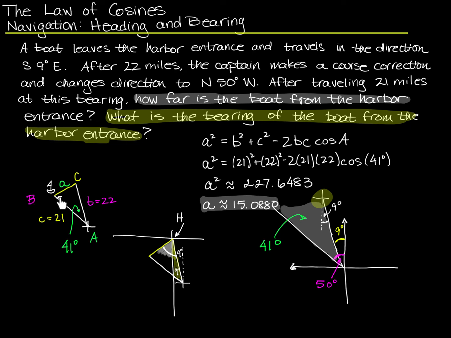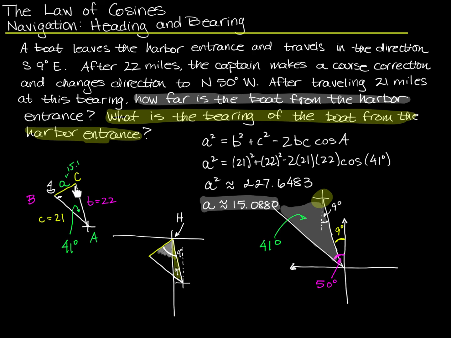Okay, now we don't know angle B and we don't know angle C. We do know angle A. And now we know all three sides. In fact, let me go ahead and stick A in there. Just for record keeping purposes, I'm going to call A 15.1. And so all that's missing now are these two angles here.